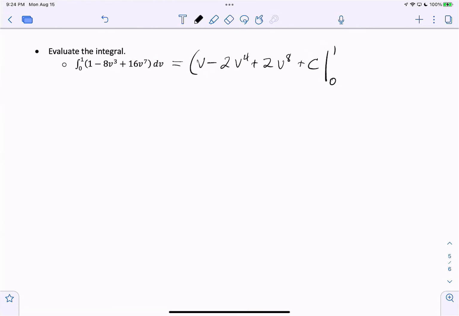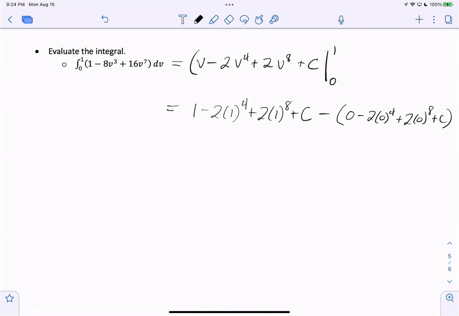And then the vertical line acts like closing a grouping symbol. Now the fundamental theorem of calculus part 2 says put 1 in place of v for all of these, and then subtract what happens when I put 0 in place of v for all of these. Now you can see every single time that c is going to subtract out. Evaluating at 0, well, that's going to be 0. 1 minus 2 plus 2, the whole thing has an answer of 1.